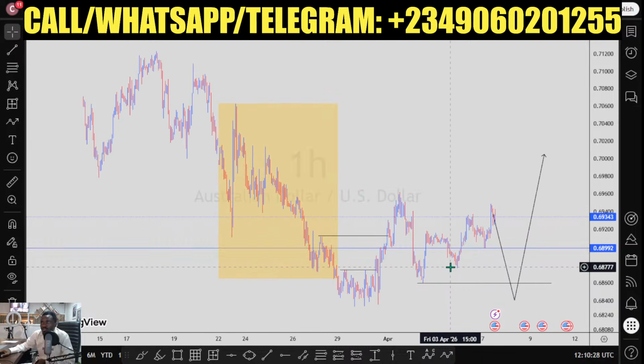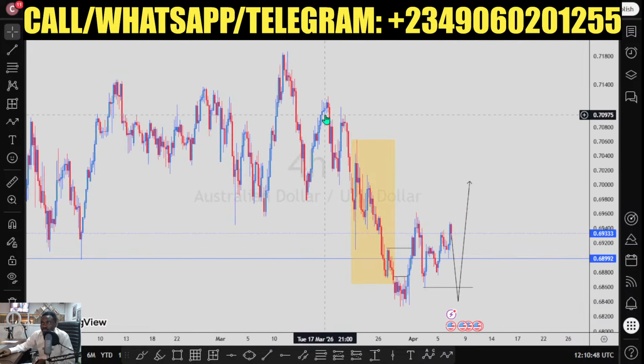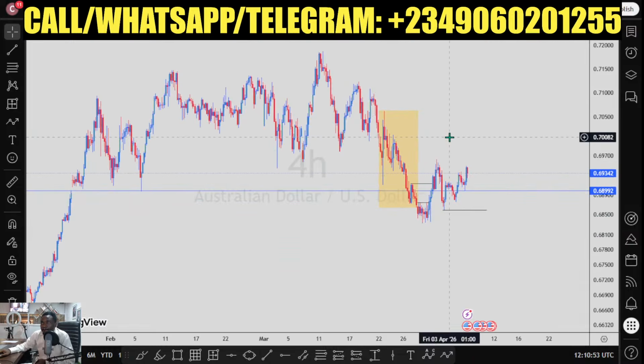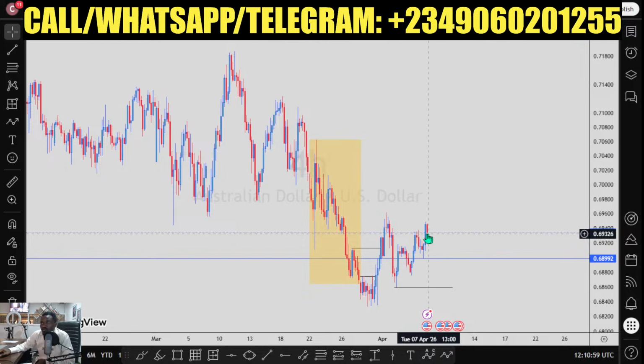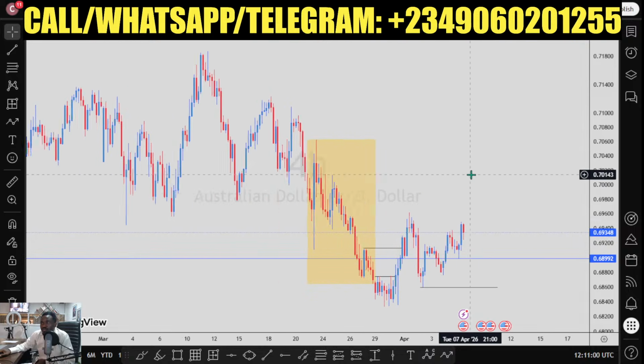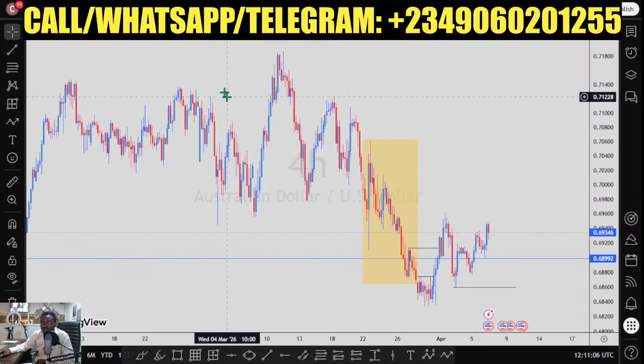So for now AUD USD is still not yet in a point of interest. This is a time for us to keep monitoring what price has to offer. We can't see the zone for any trade entry or execution right now. So let's check the 4-hour chart. There is still some liquidity to be taken above, so let's see how price moves all the way up. But for now, at the bottom, price has to drop to 0.68400 for a possible trade opportunity.